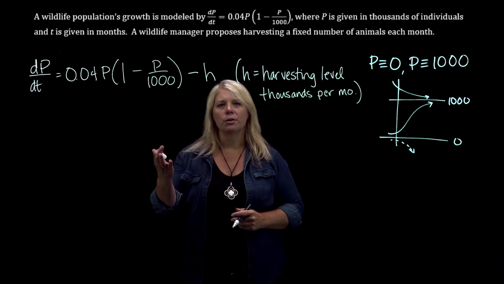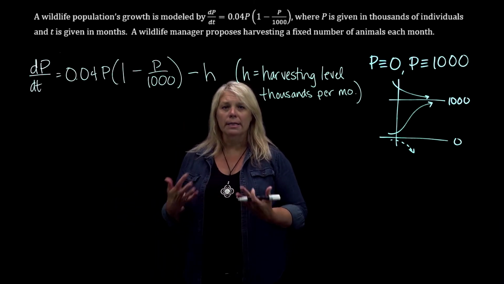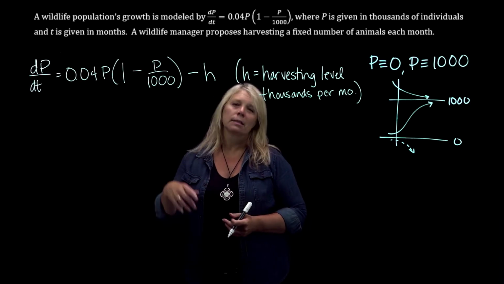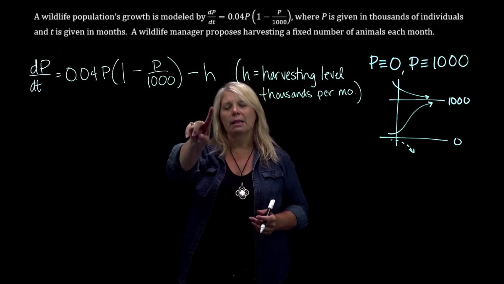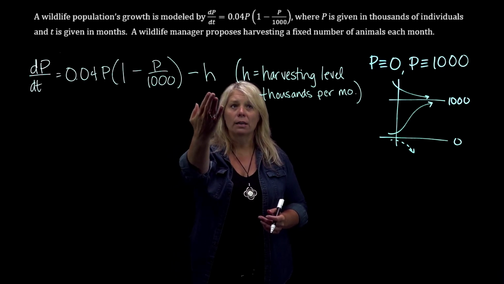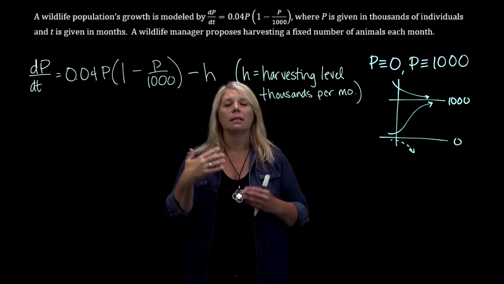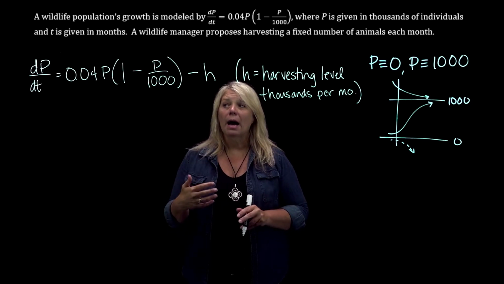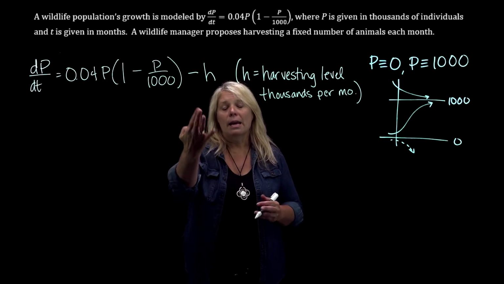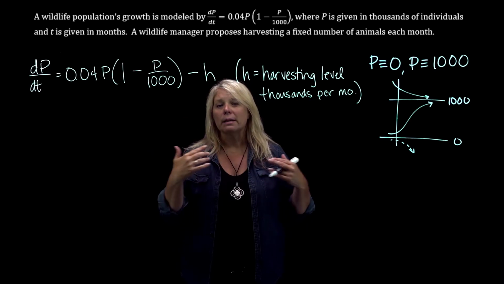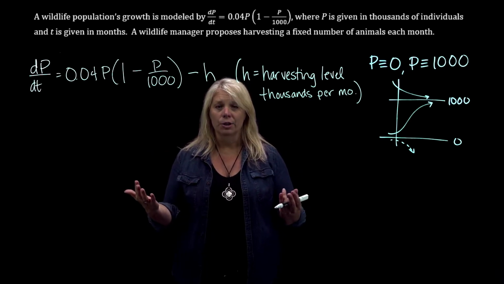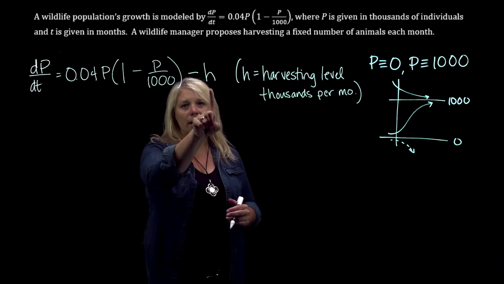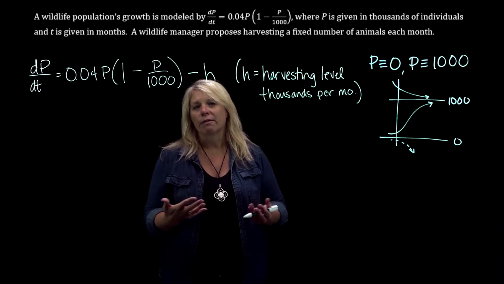All right, so here's our new differential equation, and what we want to do is analyze that and think about what the new equilibrium solutions are for this. This is a little bit complicated to think about because this H here is a constant, a fixed number, that tells us we're going to remove a fixed number of individuals per month, but we don't know what that is. It could vary depending on what level the wildlife manager decides to establish the harvesting at. So we've got this parameter here, a constant, but it could take on different values.